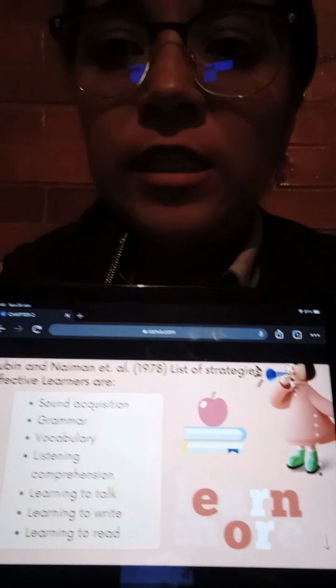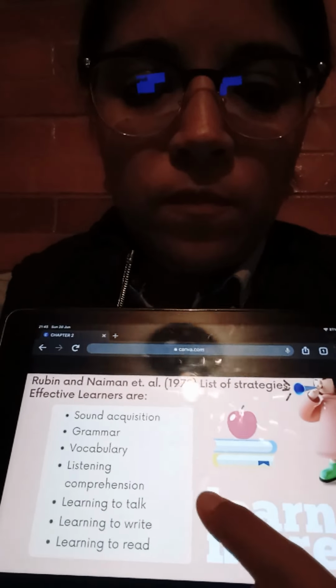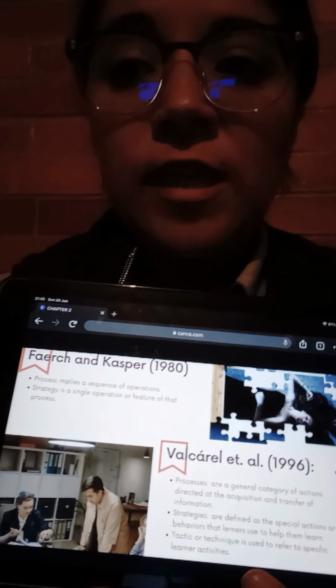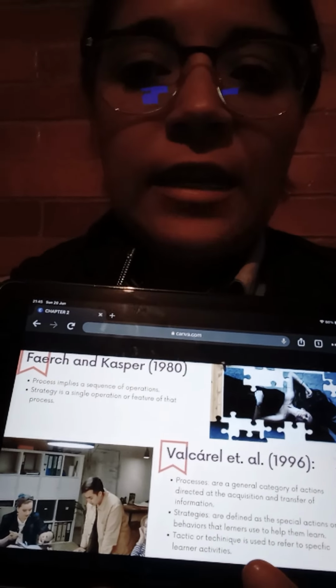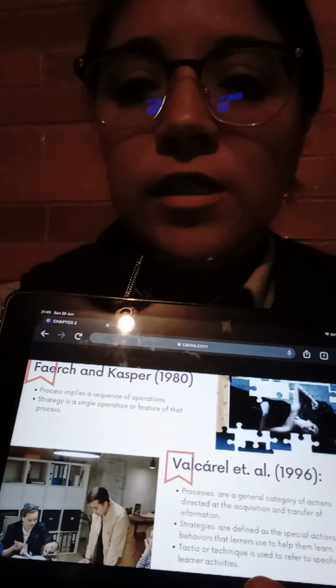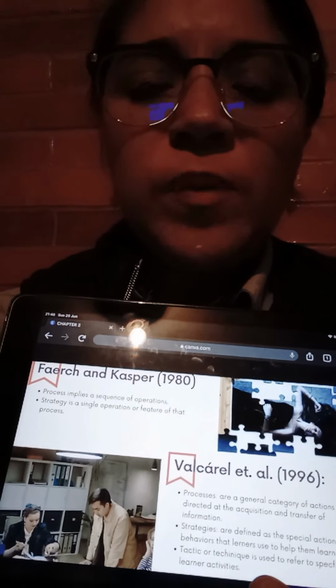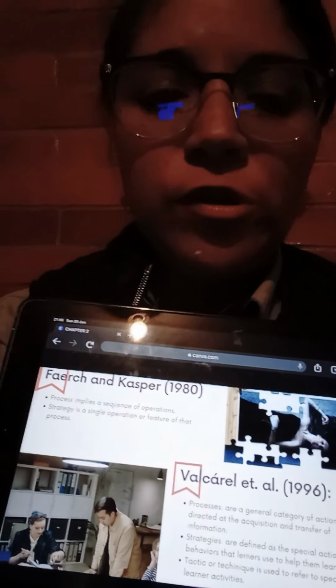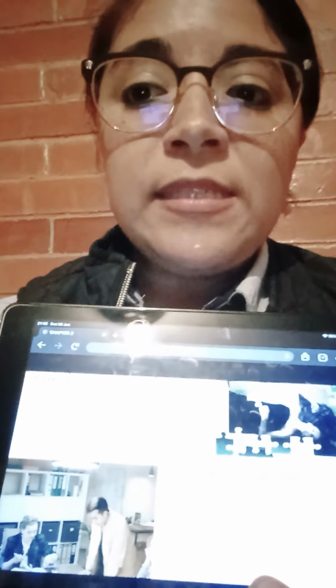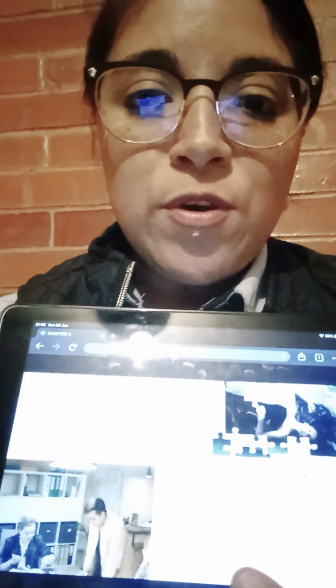Now, Valcarel et al. in 1996 said that processes are a general category of actions directed at the acquisition and transfer of information. Strategies are defined as the special actions or behaviors that the learners use to help them learn. And tactic or technique is used to refer to specific learner activities.